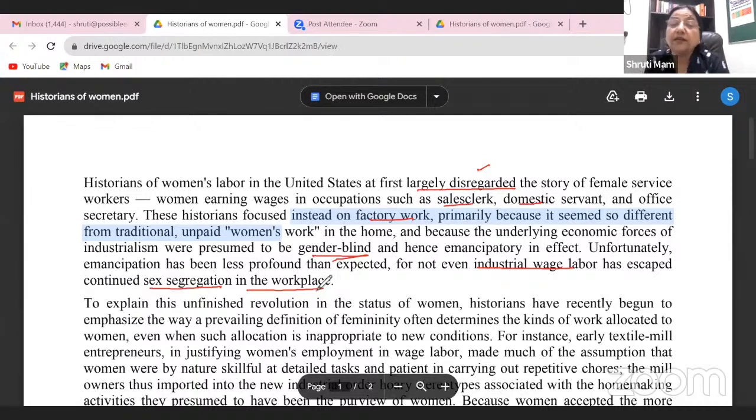So historians have largely disregarded sales clerks, domestic servants, and secretaries' work. These historians focused on industrial work, but then the author clearly says, unfortunately, emancipation did not even happen for them. There was continuous sex segregation in the workplace. So my topic is done. I now know my topic.